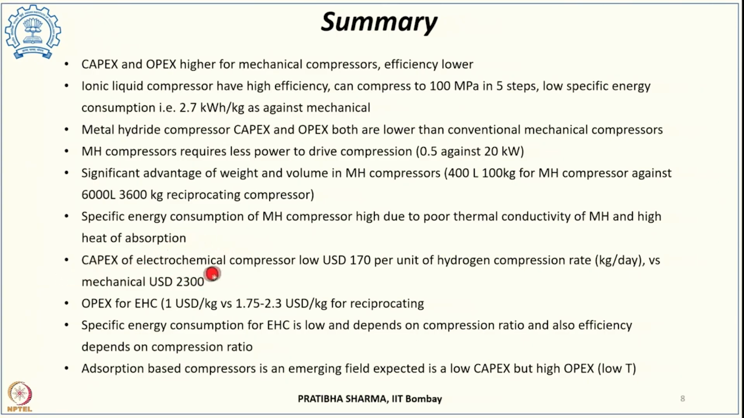Capex associated with electrochemical compressors is low, like USD 170 per unit of hydrogen compression, that is in kg per day, versus the mechanical compressor, that is 2300 USD on the same units. OPEX with the electrochemical hydrogen compressors is low, like 1 USD per kg against 1.75 to 2.3 USD per kg for reciprocating type compressors. And the specific energy consumption is low, and that depends upon the compression ratio. Efficiency also depends upon the compression ratio.